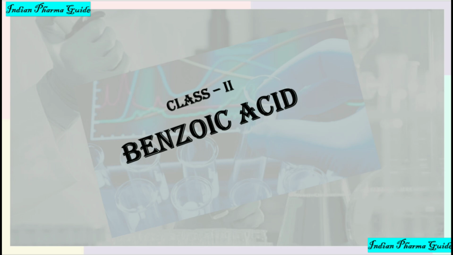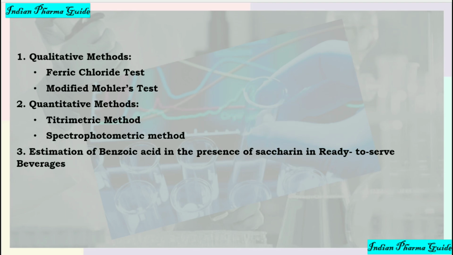So we already know that there is no restriction for the class 1 preservatives, but class 2 preservatives have some restrictions. That's why if we need to add some preservatives that come under class 2 preservatives, we need to do some analytical tests. The first one is benzoic acid, which comes under the class 2 preservatives. For benzoic acid preservative, 3 methods are mandatory: the qualitative methods, quantitative methods and estimation of benzoic acid in the presence of saccharin in ready to serve beverages.